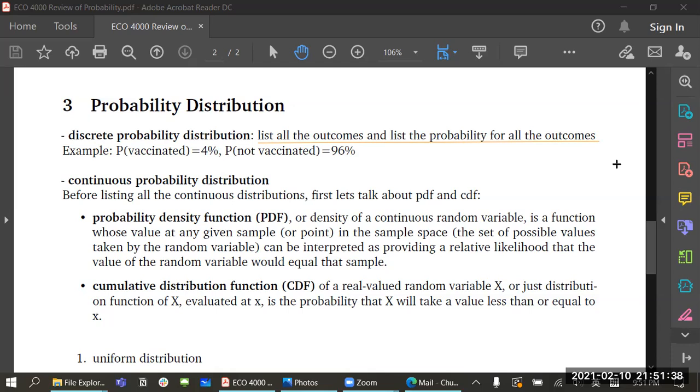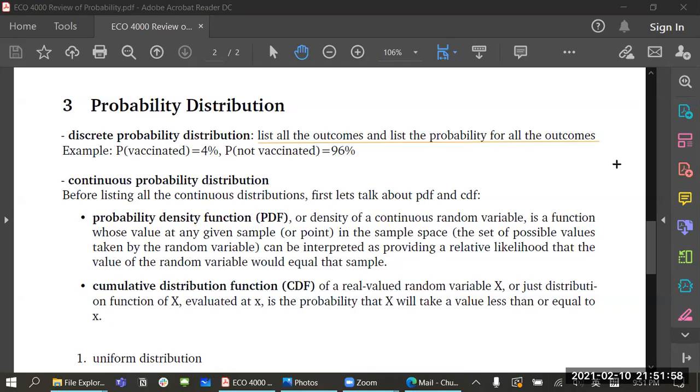But unfortunately, in this class, we focus more on continuous probability distributions. It is less easy to understand. So before I list all the continuous probability distributions, let's first talk about PDF and CDF.